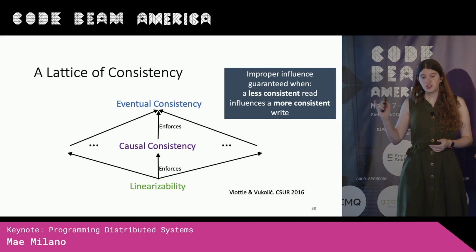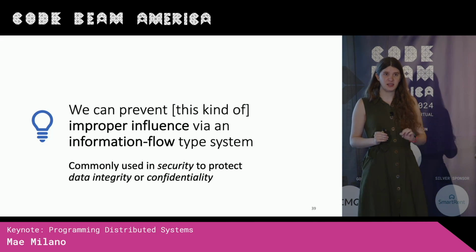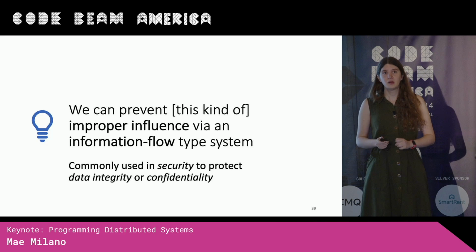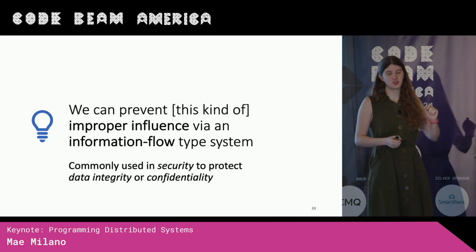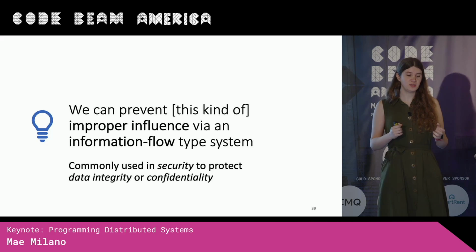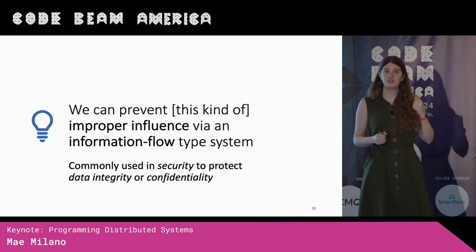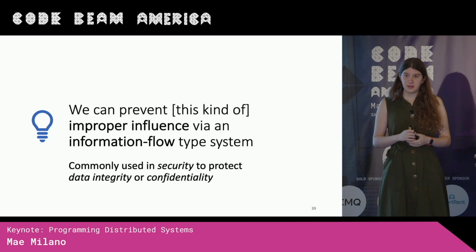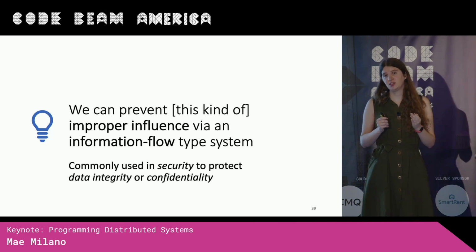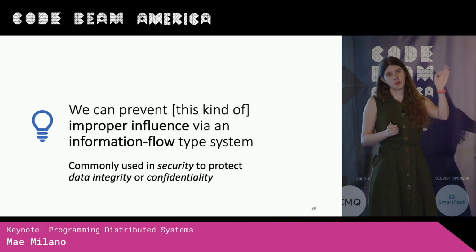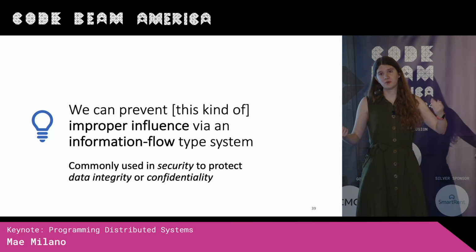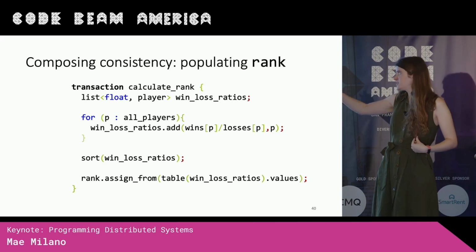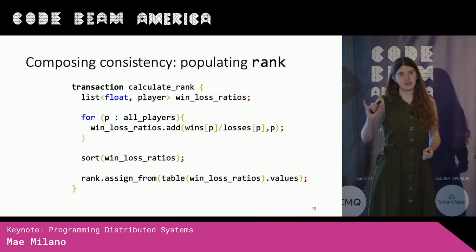And Mixte's observation is that we can prevent this kind of improper influence by using an information flow type system, which is from the security literature, in which it is frequently used to protect data's integrity or confidentiality. What an information flow type system does is it allows us to syntactically track the influence of individual operations through the course of an overall program in a composable way. And I'll illustrate this by showing us how Mixte is able to recognize the calculate rank transaction is wrong.